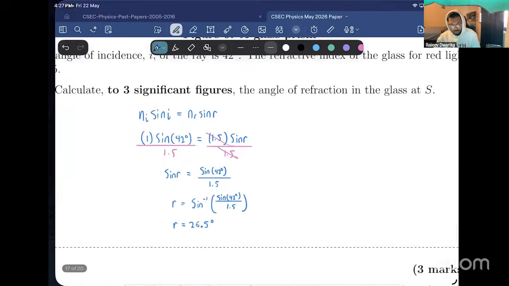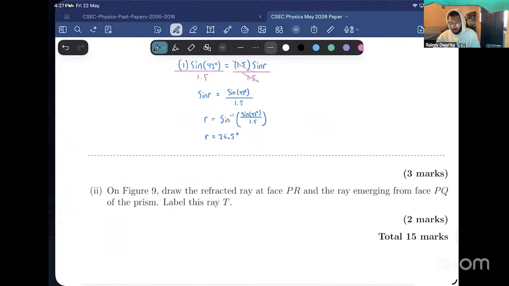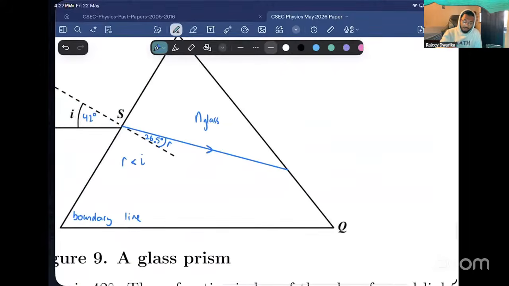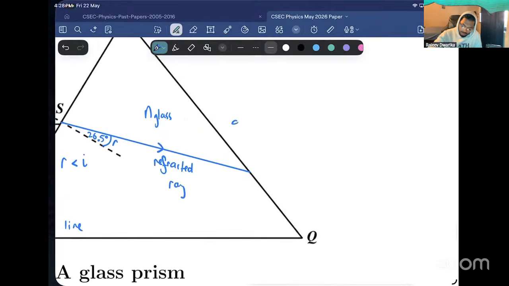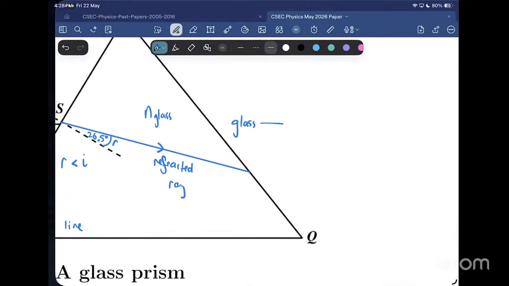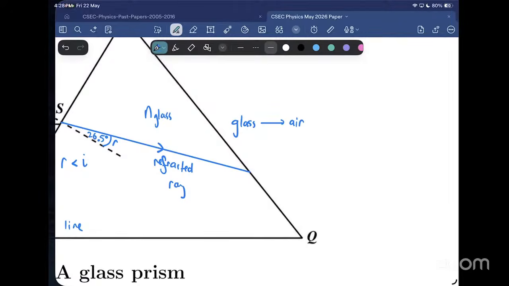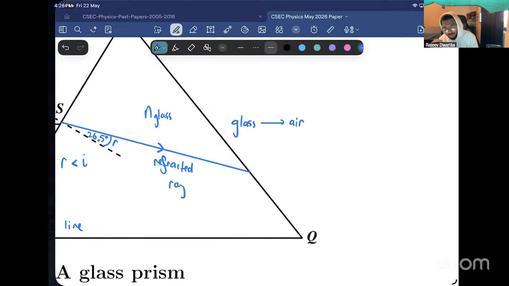And then they want us to draw the ray emerging from face PQ of the prism. Label this ray T. And don't forget to put an arrow. You have to put an arrow too. This is a refracted ray. So over here, going from glass to what? Glass to air. So if you're going from glass to air, it's going to bend away from the normal or towards? Away. It's going to bend away because you're going from more dense to less dense.